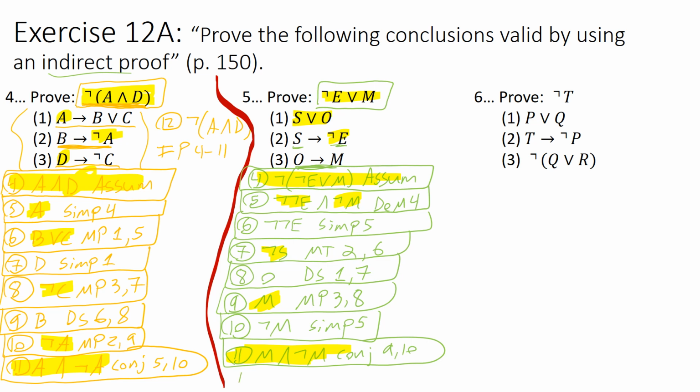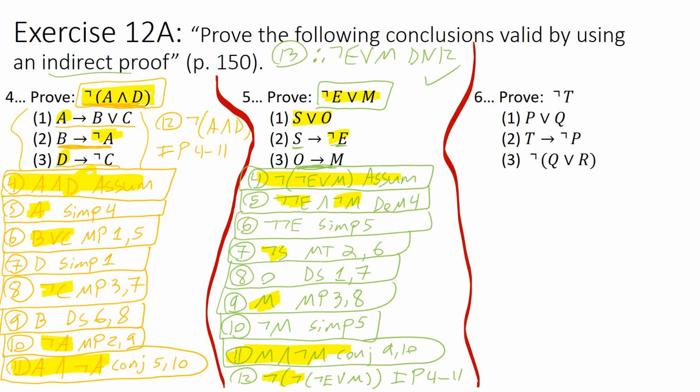So for 12, we'll say it is not the case that not E or M. Indirect proof, lines 4 through 11. But here we have this double negation. And so for 13, I'll write it up here. We can say, therefore, not E or M by double negation of 12. And that concludes that proof.